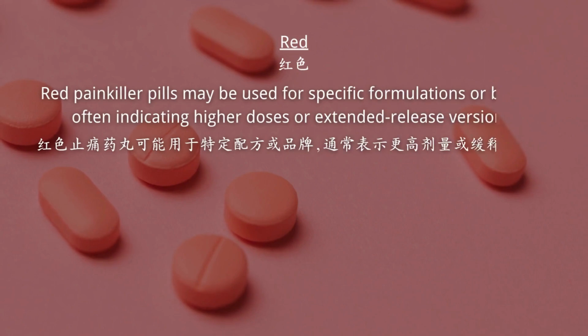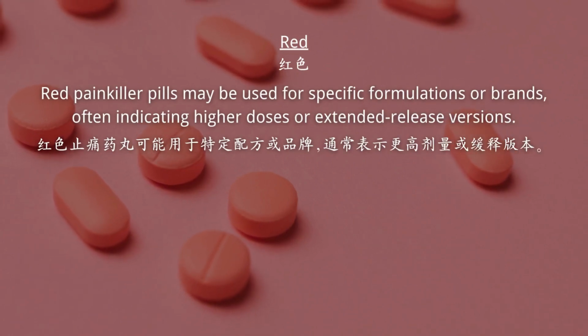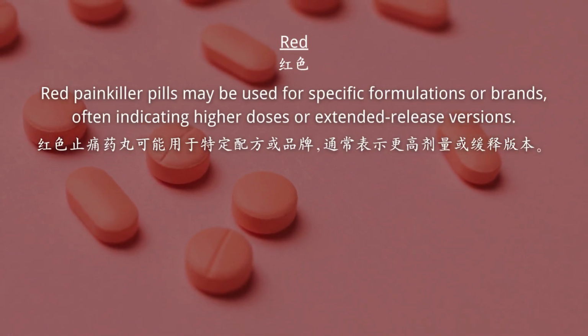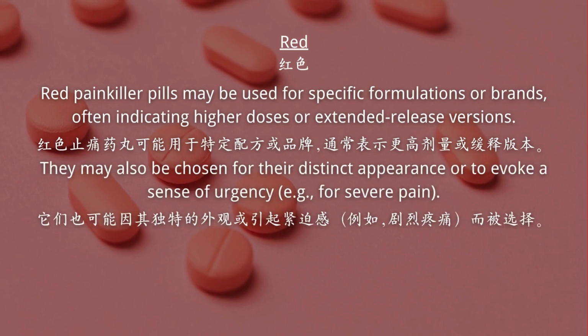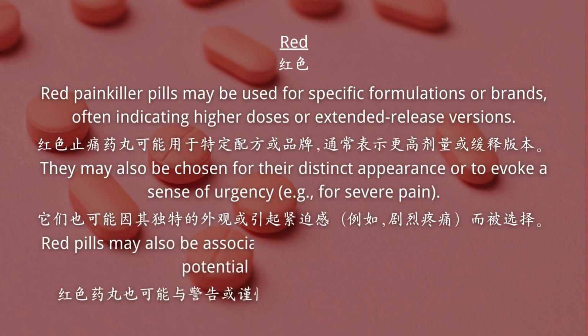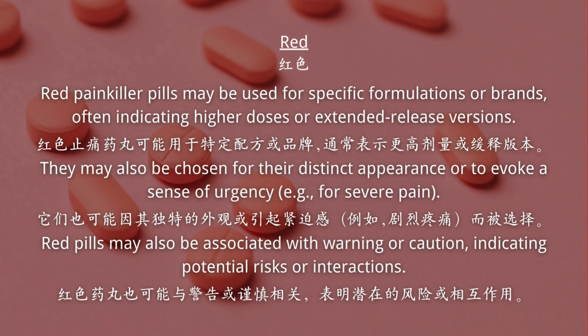Red painkiller pills may be used for specific formulations or brands, often indicating higher doses or extended-release versions. They may also be chosen for their distinct appearance or to evoke a sense of urgency, for example, for severe pain. Red pills may also be associated with warning or caution, indicating potential risks or interactions.